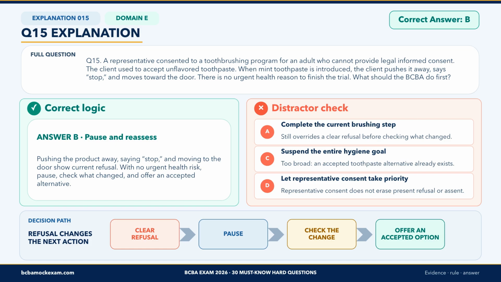A. Lower prompting may reduce intrusiveness, but completing the steps still overrides clear refusal before assessing the newly changed product. C. A pause is appropriate, but suspending the entire goal ignores the previously accepted alternative and skips collaborative adaptation. D. Representative authorization and health value matter, but neither makes moment-to-moment refusal or a feasible accommodation irrelevant. Consent establishes authorization. Ongoing assent, refusal, dignity, risk, and context still guide moment-to-moment practice.